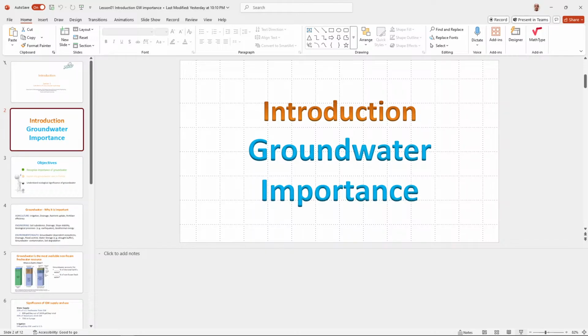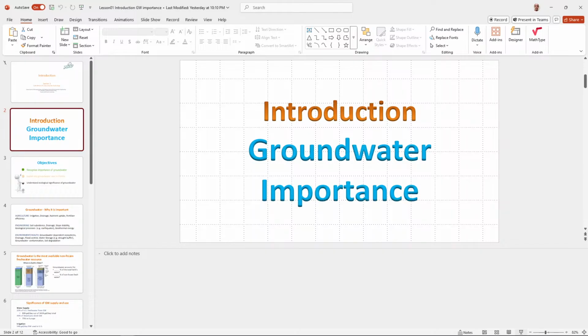Another engineering application for groundwater is geothermal energy, which could be based on urban heat island, or geothermal energy could also be based on heat pumps. So if you want to install a heat pump or do an urban heat island study, that's also another engineering application of groundwater.